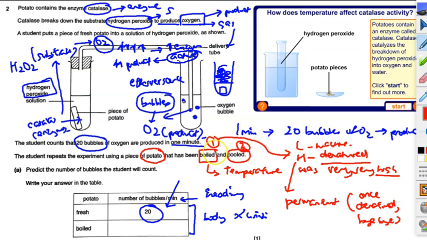So now she takes this boiled potato that has been cooled down and she puts it back in the solution with H2O2. So can you predict the number of bubbles the student will count? Will she even see any bubbles at all? Now before we write our answer, let us look at a short animation. Okay, now if you need to pause the video at any time, please do so.